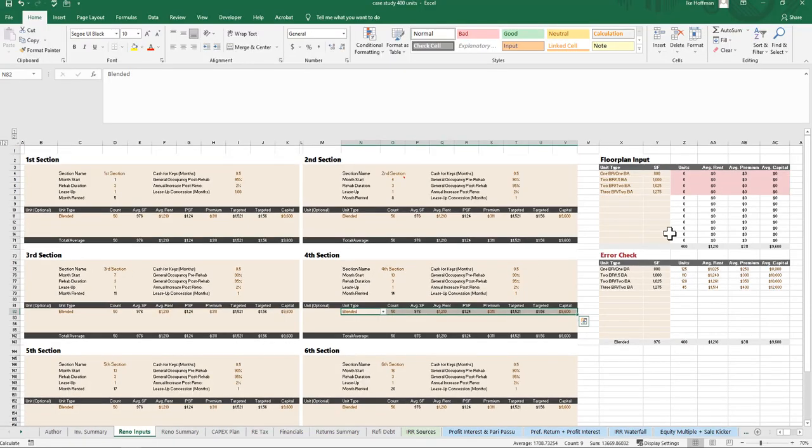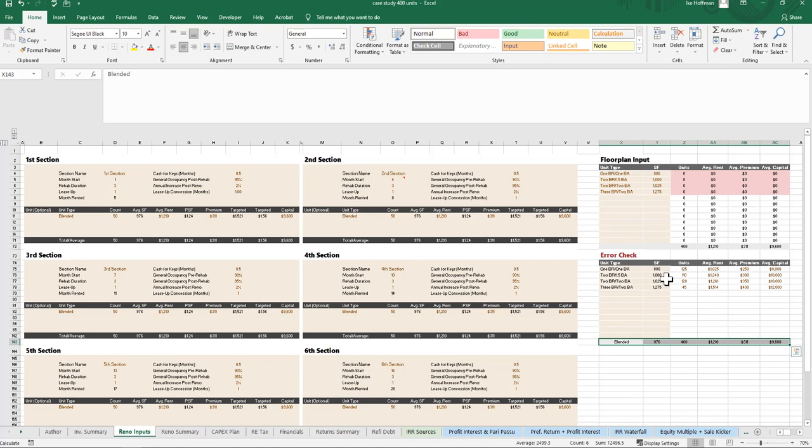So the first step always is to enter in your floor plan inputs. So we're still going to put in our 1s, 2s, and 3s, the square footage. We're going to enter in the high-level renovation plan, so how many units there are for each one, the average rent, the average premium, the average capital. But now we're focused on what's being calculated down here, the blended averages of the square footage, the rents, the premiums, and the capital.